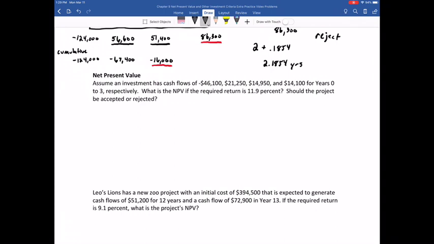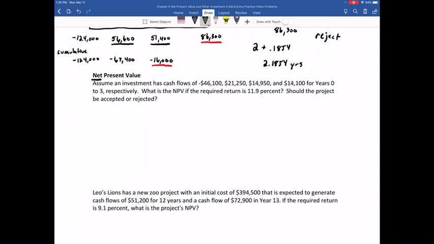So when we are calculating net present value, all we're doing is calculating the total present value of all of the cash flows. In this case, we have an initial cash outflow of $46,100 in year 0 to get the project started, and then you can see what the 3 years of cash flows are that will be generated in years 1, 2, and 3 over the lifespan of this project. What is the net present value if our required rate of return is 11.9%? So should we accept it or reject it?